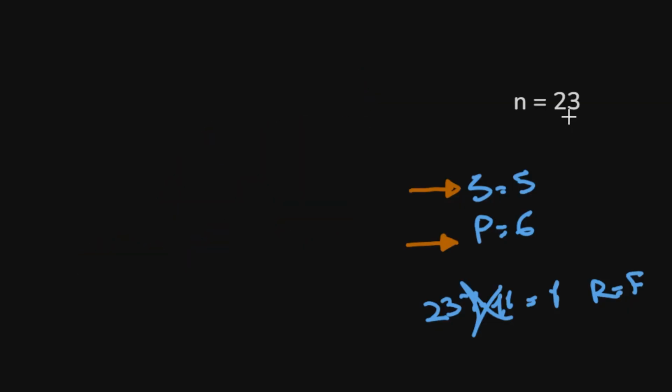How can we extract the rightmost digit of this number? Well, we can take the number 23 modulo 10 because it's a base 10 number and the result is 3. And how can we remove the digit? Well, we do the number 23 divided by 10. The result is the number without the last digit, meaning 2.